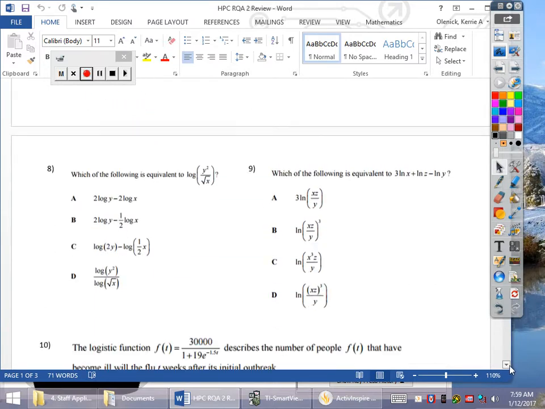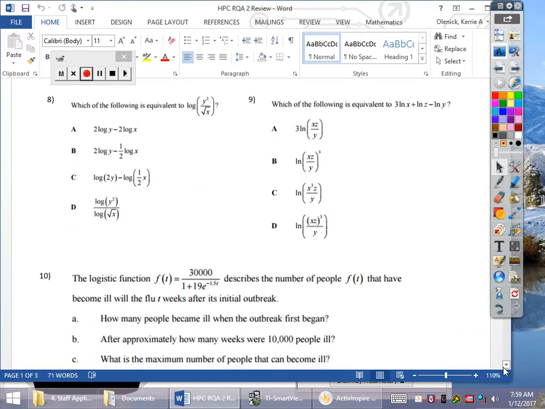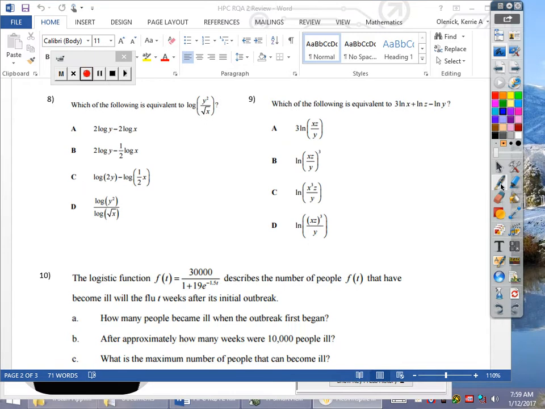Okay, number 8. Number 8, you should have done log 2 log y minus 1/2 log x. Why is it 1/2? Square root is the power of 1/2, so you should have picked letter B. Good? Questions?